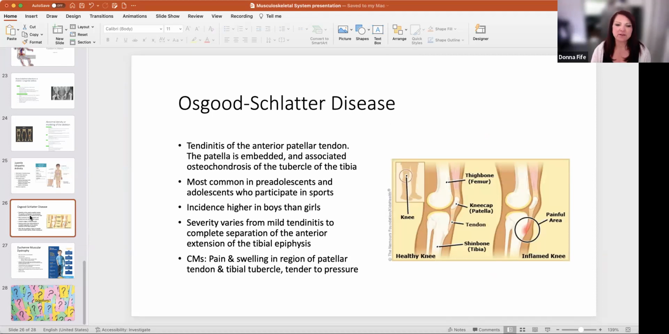Osgood-Schlatter disease. This is tendinitis of the anterior patellar tendon. The patella is embedded and associated osteochondrosis of the tubercle of the tibia. This is most common in pre-adolescents and adolescents who are in sports activities. The incidence is higher in boys than in girls. The severity can vary from mild tendinitis to complete separation of the anterior extension of the tibial epiphyses. Clinical manifestations: pain and swelling in the region of the patellar tendon and tibial tubercle, and there can be tenderness to pressure.